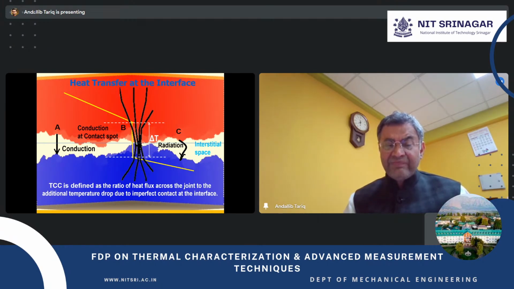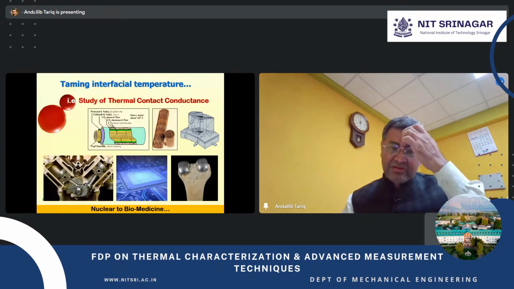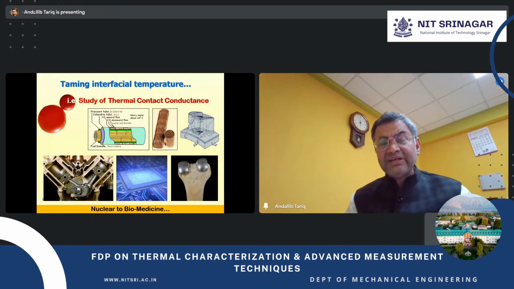Now when we define the TCC, we all know that TCC is the ratio of the heat flux across the joint to the temperature drop, and the inverse of that is how much resistance it is offering. Now, the idea is that in most real life applications, this kind of contact interface comes up in a variety of places. For example, this is the piston of an IC engine.